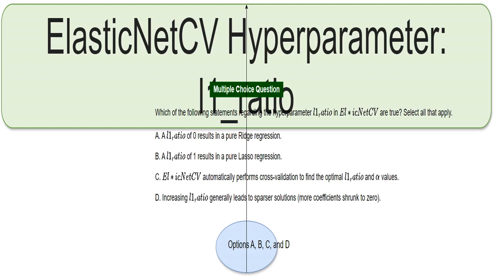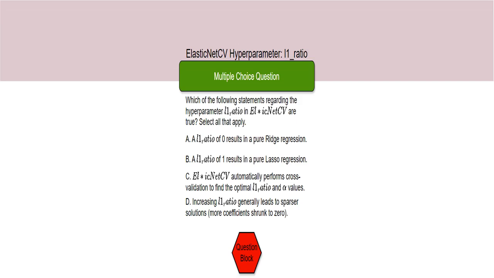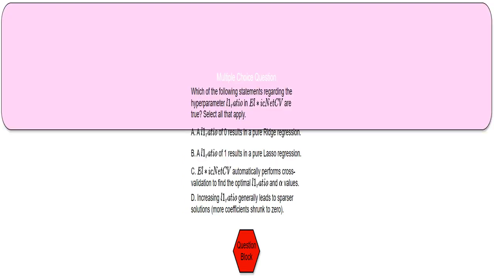This is the core topic of the quiz. Understanding the role of the L1 ratio parameter in the ElasticNetCV model, a type of linear regression model. I'm focusing on the L1 ratio hyperparameter within the ElasticNetCV function. It's a key setting that blends two types of regularization. Let's tackle this multiple choice question. It's all about understanding how L1 ratio influences model behavior.